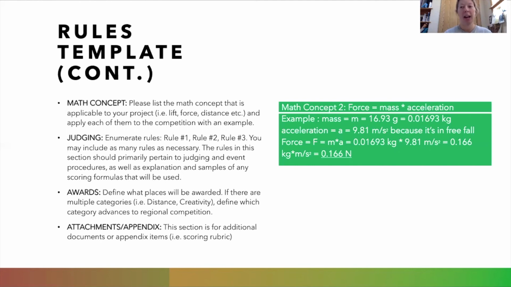So in high school, you'll need to provide 3 math concepts and examples. For middle schoolers, that's just 2 math concepts and examples. And that's the main difference for the rules for middle school versus high school.